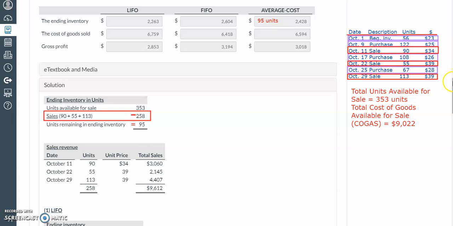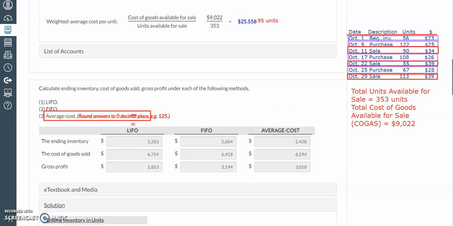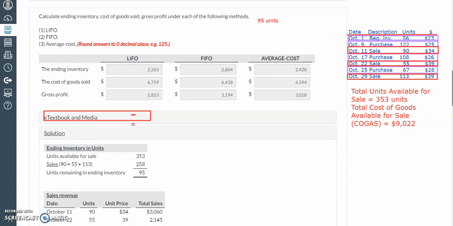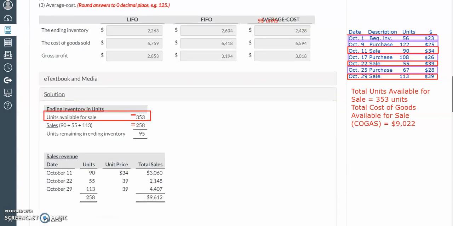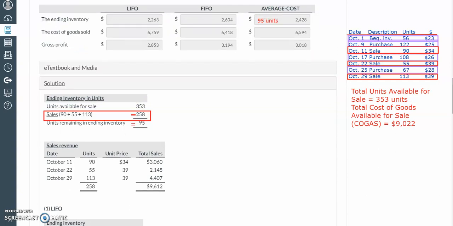And we're going to multiply that by our average cost per unit, which we determined earlier in this problem. So if I scroll back up, you can see that I had $25.56 almost. And remember, you want to use the decimal places that Wiley recommends, so 25.558. And then all you really have to do is multiply that out for the ending inventory. Then for your cost of goods sold, this is actually going to be kind of easy. If you know that you sold 258 units, you're going to multiply that by the same cost. So that's how you're going to answer that question.